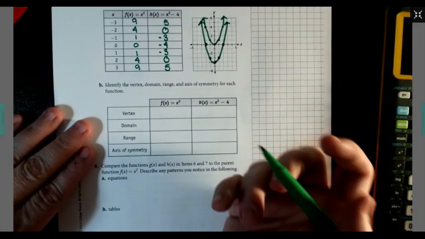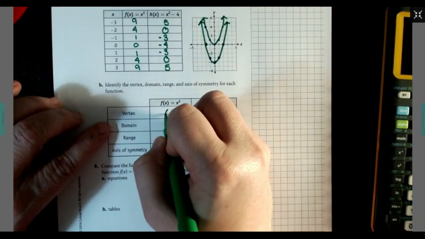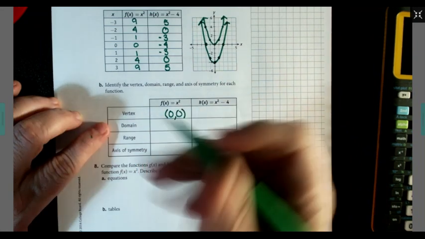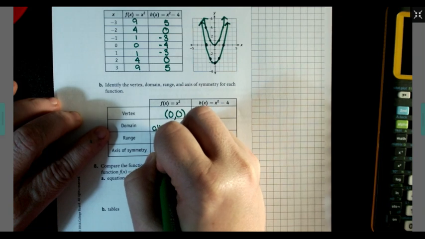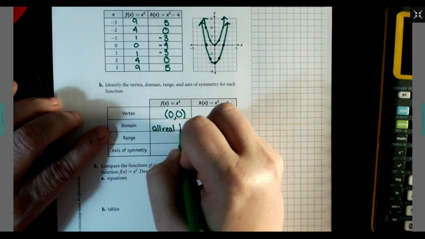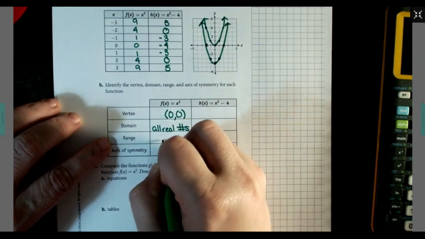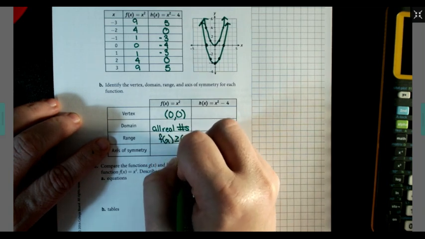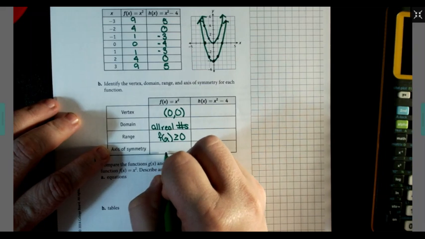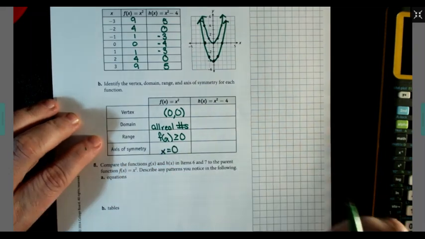Okay, let's talk about our vertex. Here we know that our vertex is 0, 0. I can pull this from my last table. We have all real numbers. My range was f of x is greater than or equal to 0. And here we have x equals 0 as my axis of symmetry.